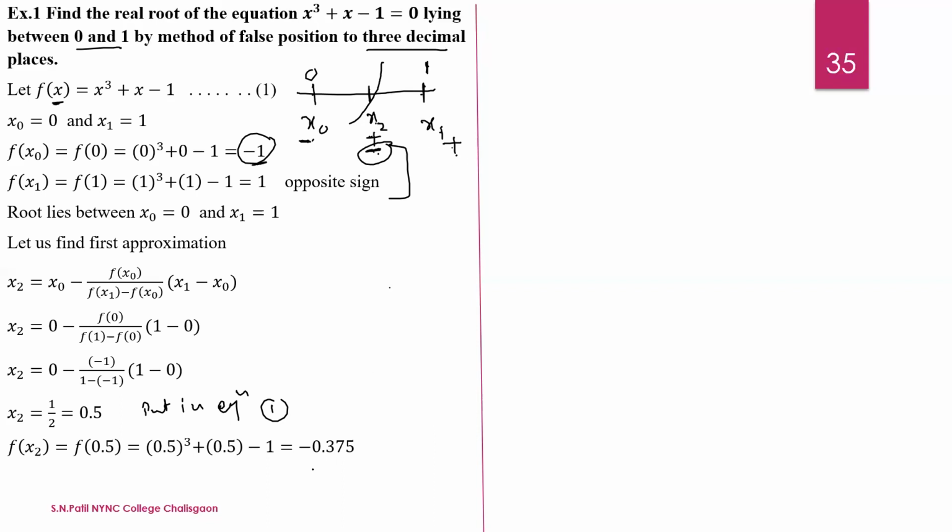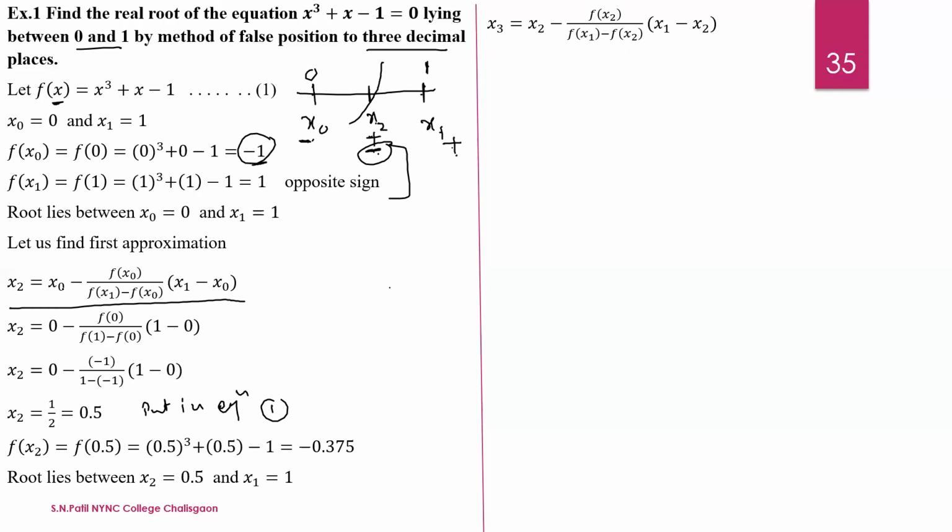Okay. Now the next approximation is the second approximation, that is x3. x3 is equal to x2 minus. Just change x0 in this formula. Here, instead of x0, write x2.